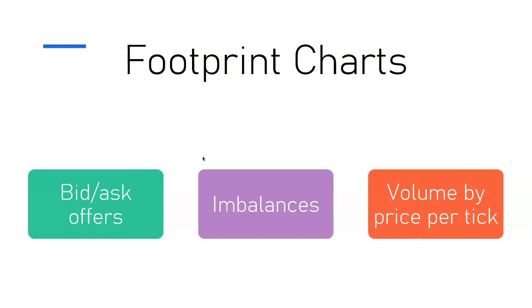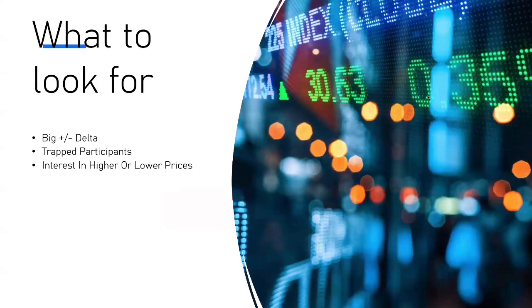We'll get into it. So you get the bid ask offers, you get the imbalances, which are key for me for some setups, and you also get the volume price per tick, which I absolutely love, and the delta, right? The delta is nice. So looking for a similar thing, right? Big positive or negative delta. Trapped participants will give you the same kind of look. Interest higher at lower prices, kind of the volume by price analysis that we saw.